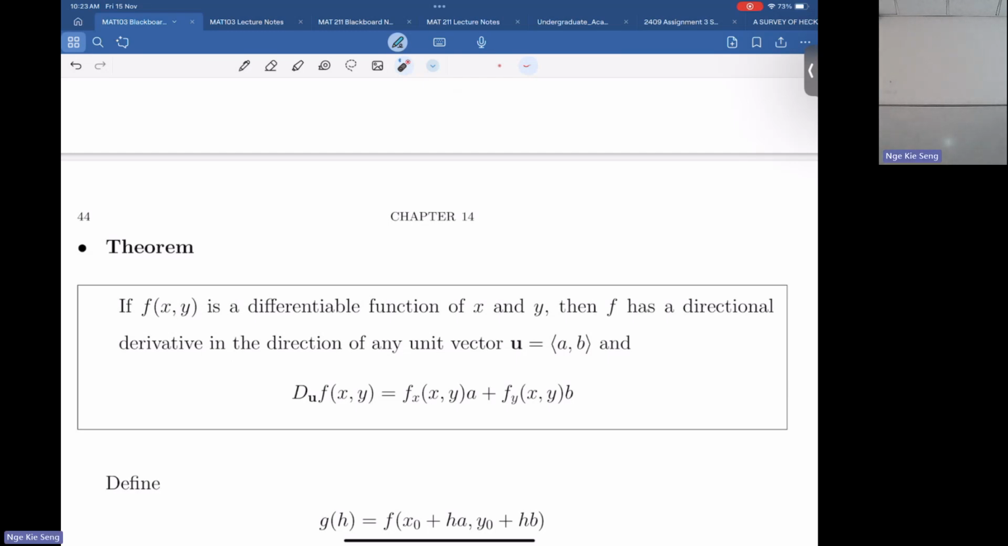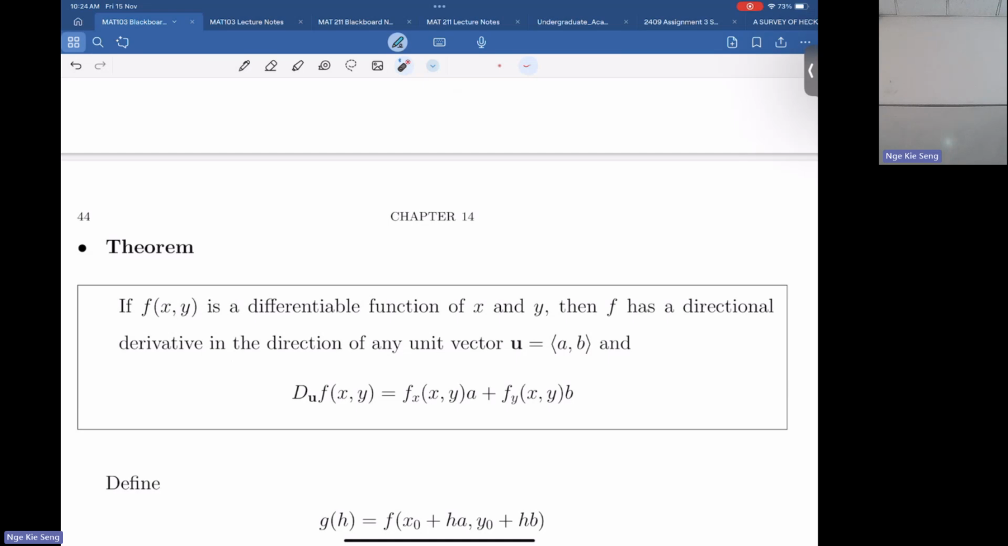So fx is a change in x. Y fy is a change in y. But now I ask you another question. Maybe I want direction x plus y. Then what does this formula tell you? You just take your x plus y and then multiply by the coefficient. 真的很 linear algebra 在这里。Okay. But how to prove it?